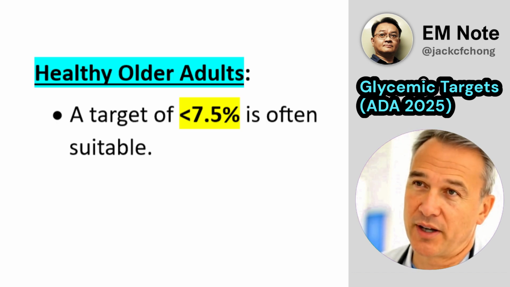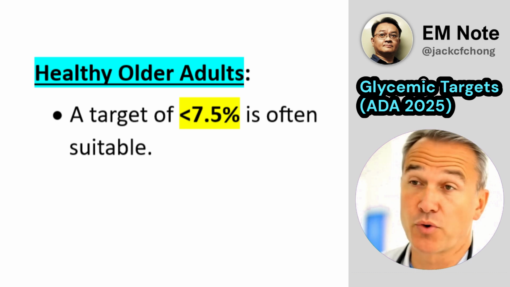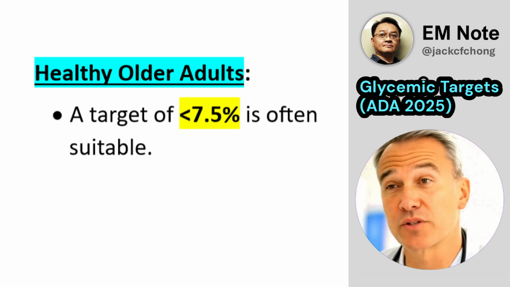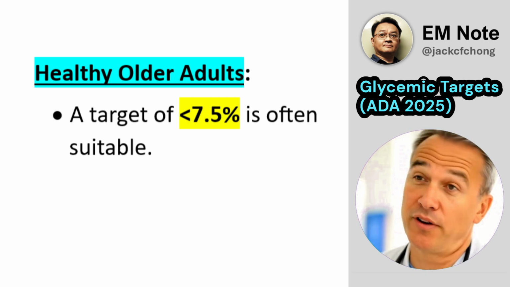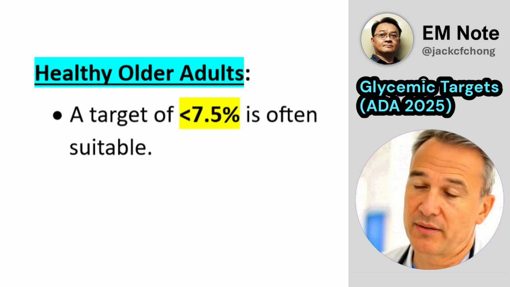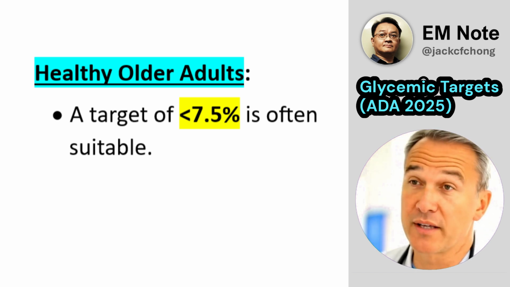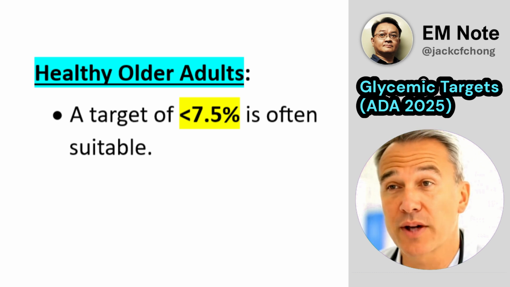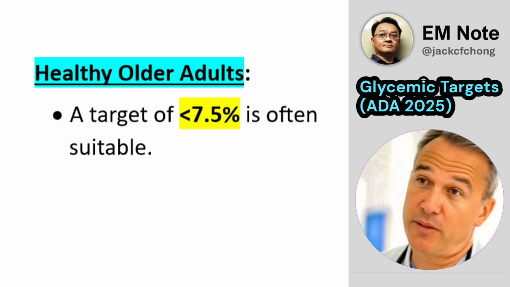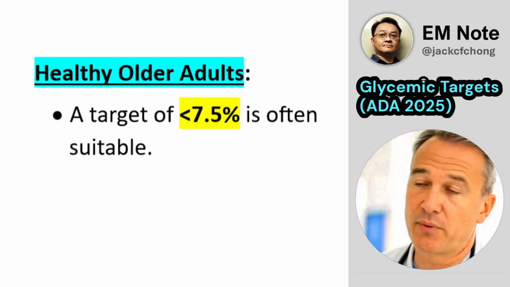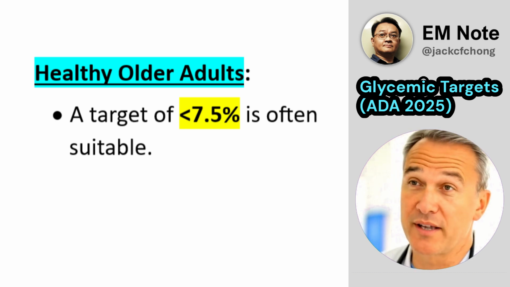For older adults, HbA1c targets are adjusted based on their health and complexity. For older adults who are generally healthy, a reasonable HbA1c target is typically less than 7.5%. This acknowledges potential differences in life expectancy and risk tolerance compared to younger adults.